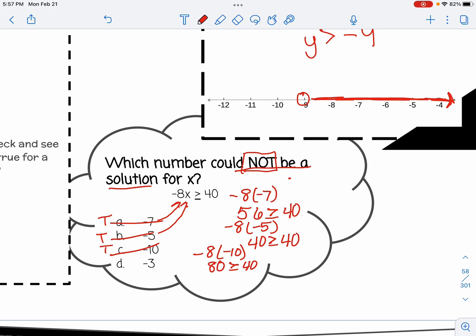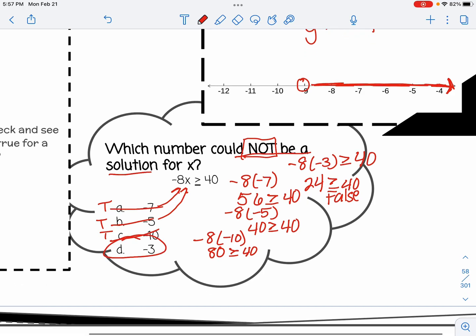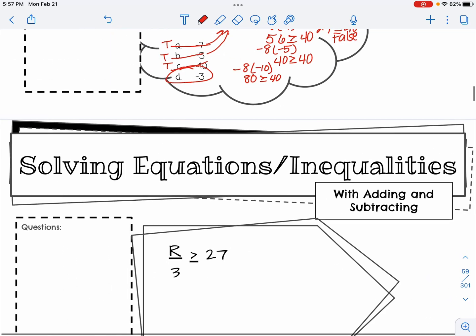So I have negative 8 times negative 3 is greater than or equal to 40. I get 24 is greater than or equal to 40. Well, that is a false statement. So D is my answer, because that is not a solution for x. Good job, Rams. All right, next page.